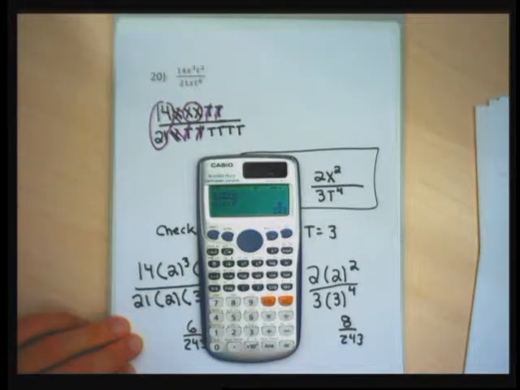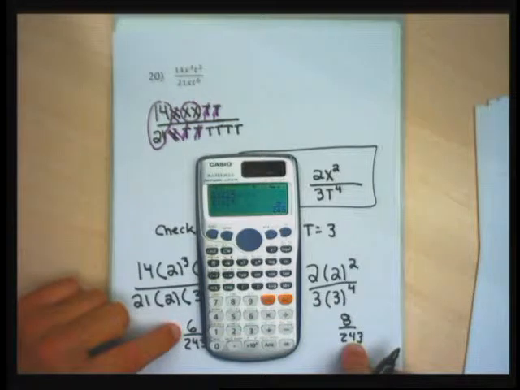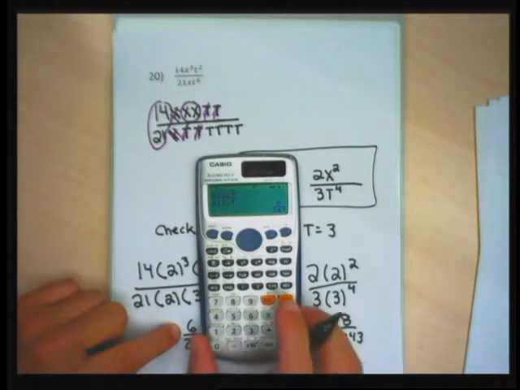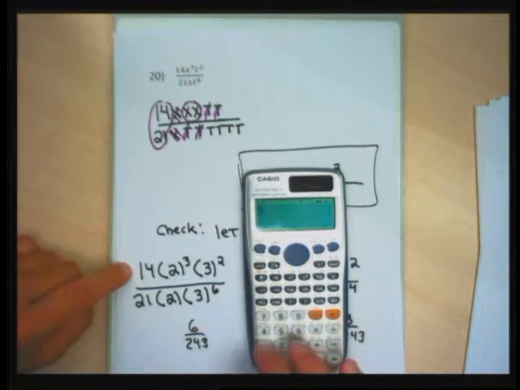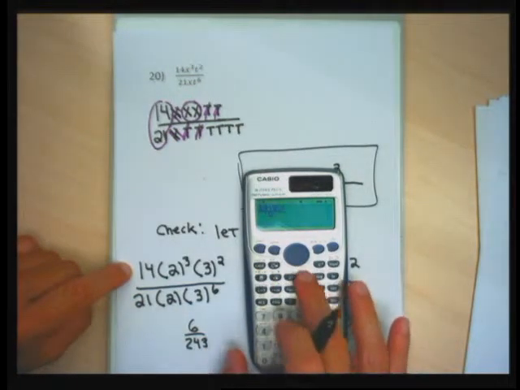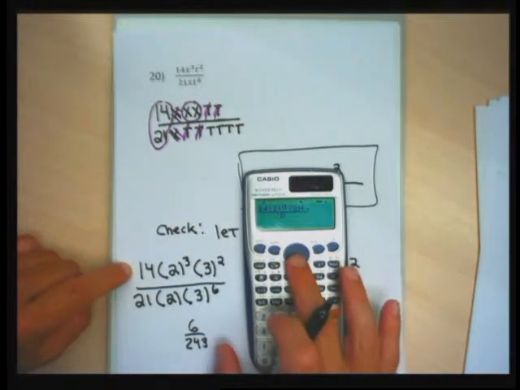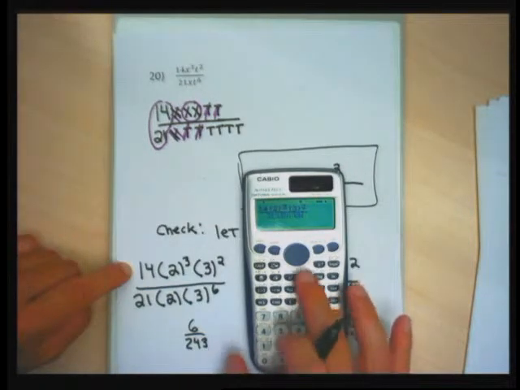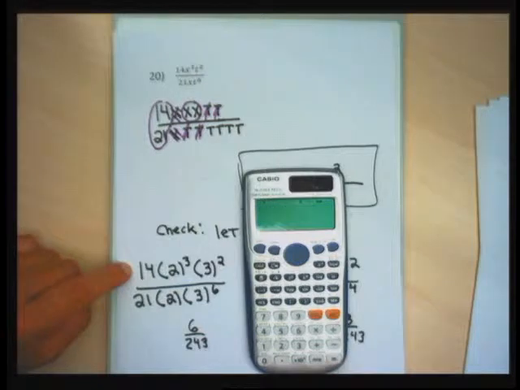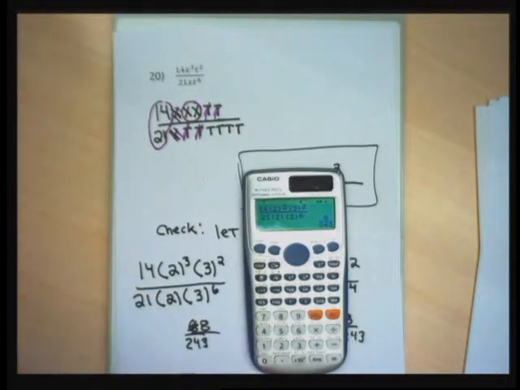I don't know how to go backwards on this calculator, but I get 8 over 243. It might have said 8 over 243, and maybe my eyes are just old and I might have messed up here. Let me redo this one. Sorry. So 14 parentheses 2 cubed, right arrow, parentheses 3 squared, down, 21 parentheses 2 parentheses 3 squared to the 6th, enter. It is 8 over 243. Oh. So that was just my eyes failing me, because that's what happens when you get old.